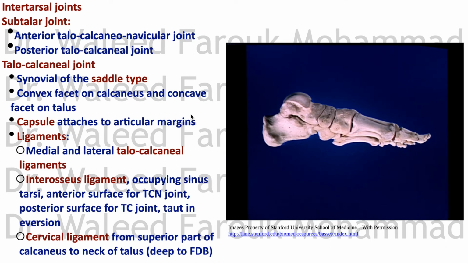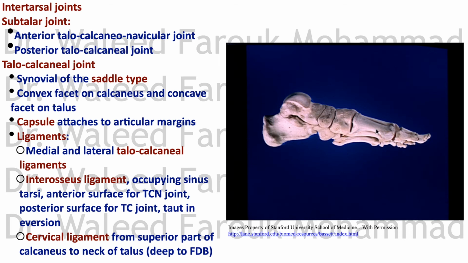Okay, now the intertarsal joints. We have a subtalar joint. Subtalar means all this joint. The subtalar joint, the anterior is the talocalcaneonavicular. Talocalcaneonavicular.